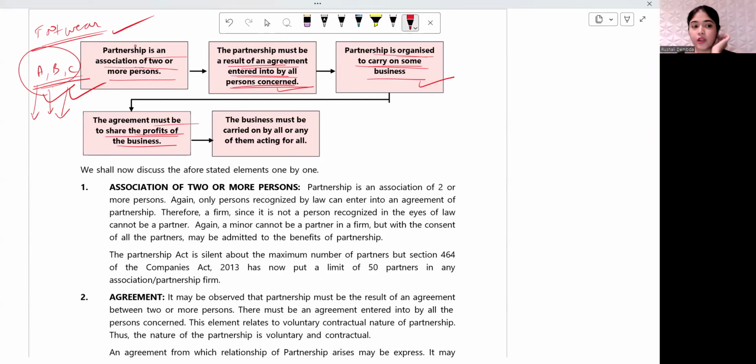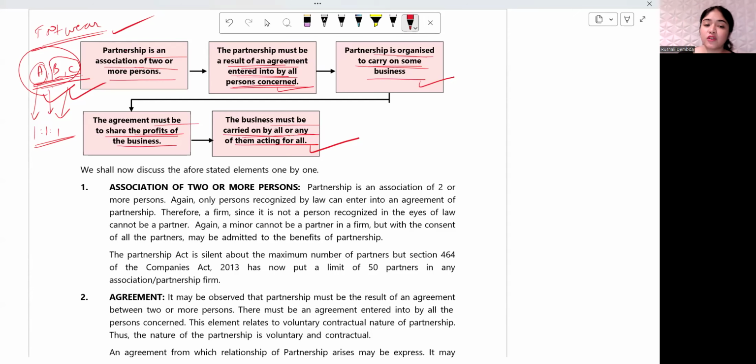Okay, so let's suppose they are going to share in a 1:1:1 ratio. So that is their PSR. Business must be carried on by all or any of them acting for all. Either A and B will conduct the business, or B and C will conduct, or any one individual can also conduct the business on behalf of all. Right? This is how we have broken the definition.